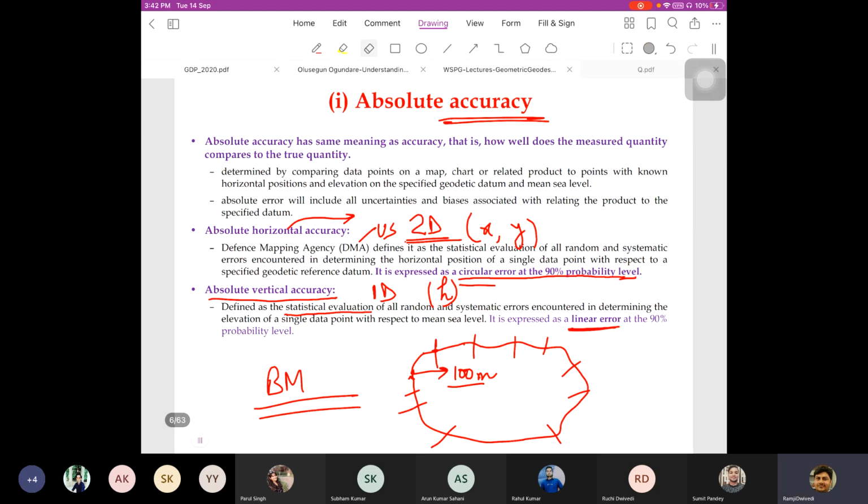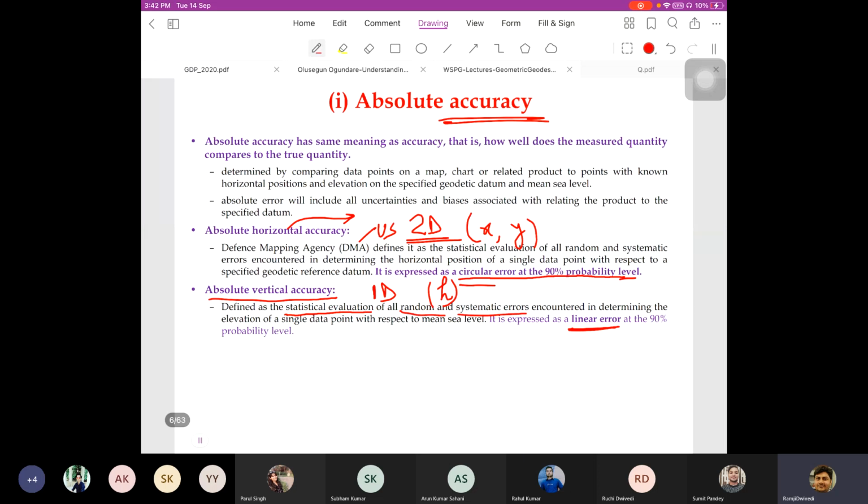Now, since you all are not very much aware of what I have discussed, because it is talking about both random as well as systematic errors, when you perform hypothesis testing, it is generally given that the absolute vertical accuracy is this. Let's say in a question it is given that the vertical accuracy of this particular instrument is this at 90% probability.